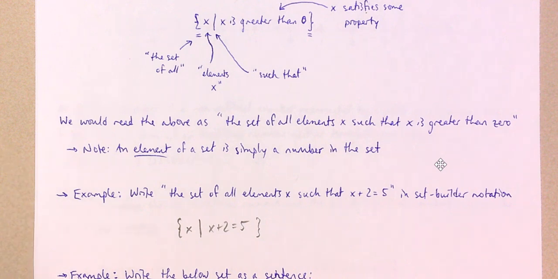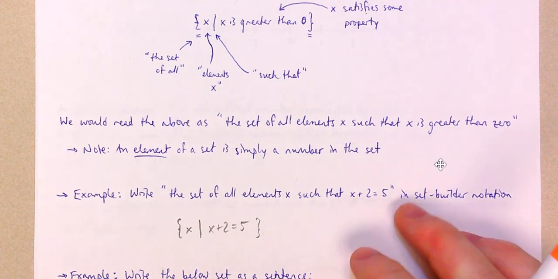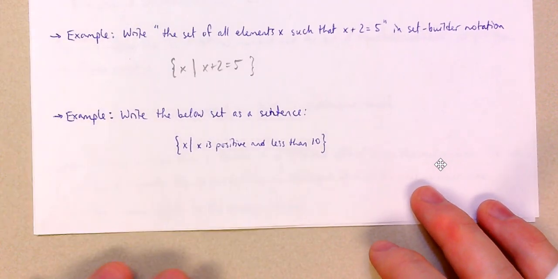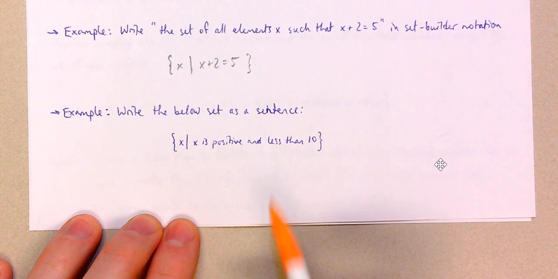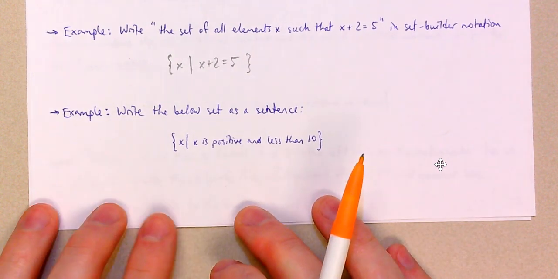So there we go. That's how we write this sentence, this statement, in set builder notation. All right, let's try going the opposite way now. Let's write this thing that's in set builder notation, and let's write it as a sentence.